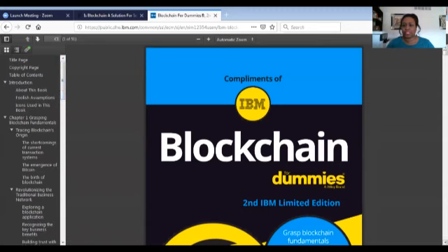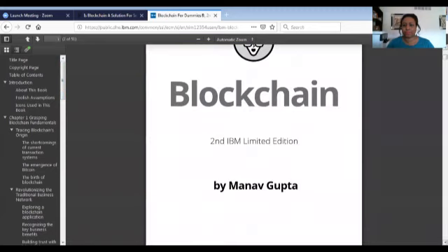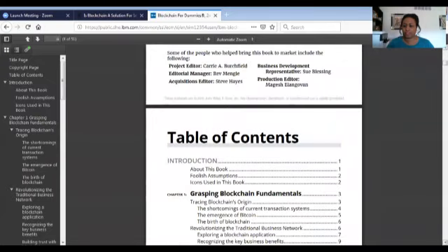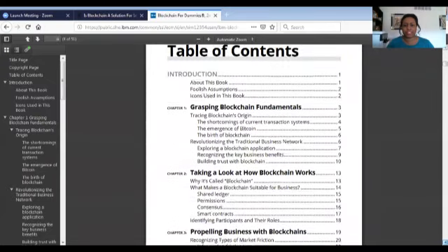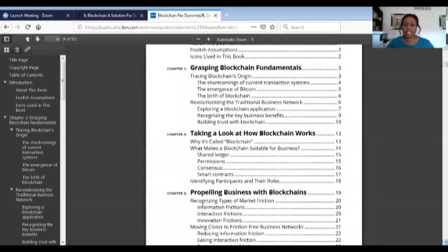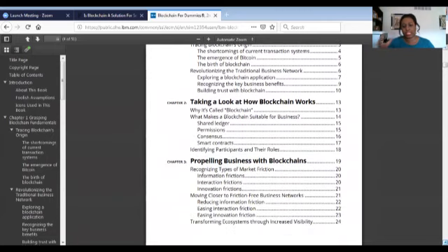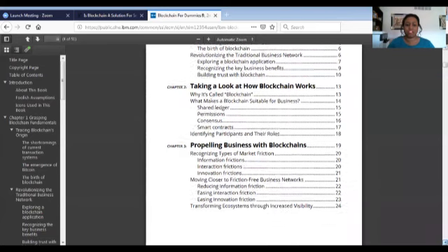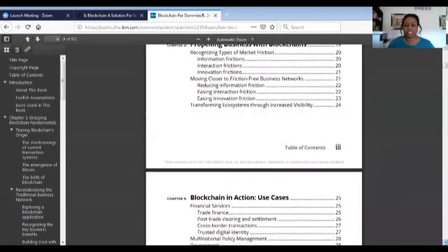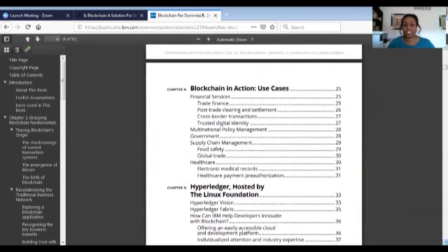And as you can see from this book, it is going to talk about various things within the blockchain. So first thing it talks about is blockchain fundamentals, taking a look at how blockchain works. So it starts off from the very, very beginning, propelling business with blockchains. So why somebody would want to use blockchain in their business. Blockchain in action use cases.